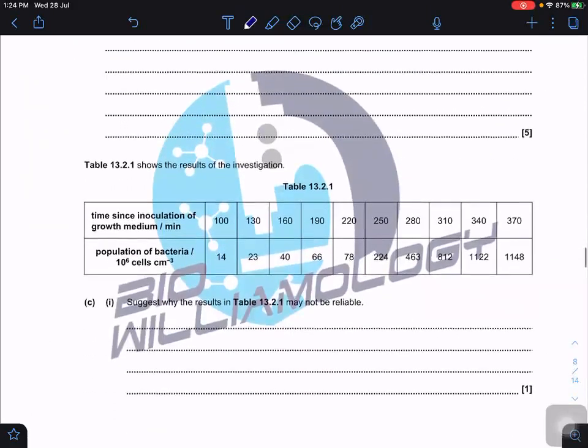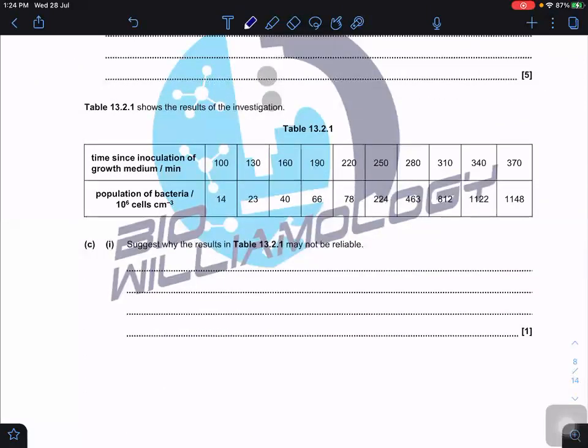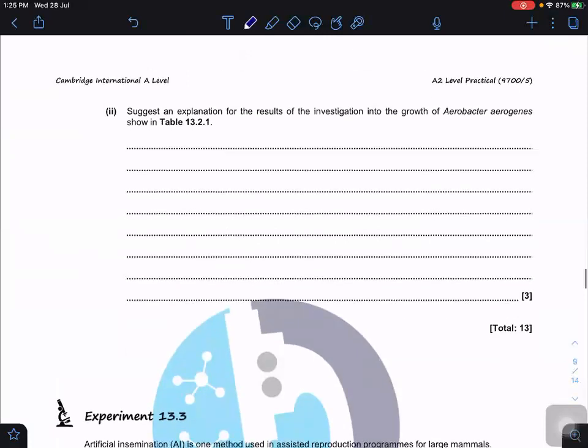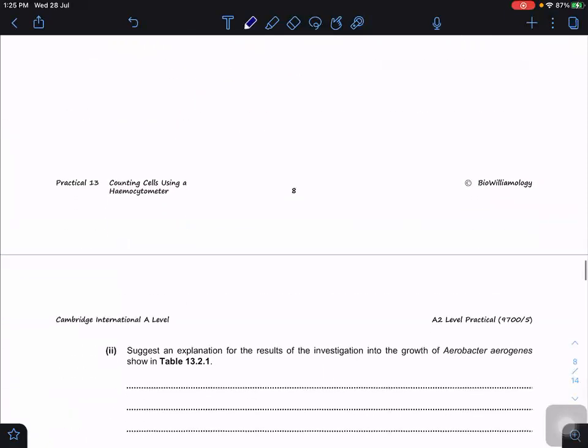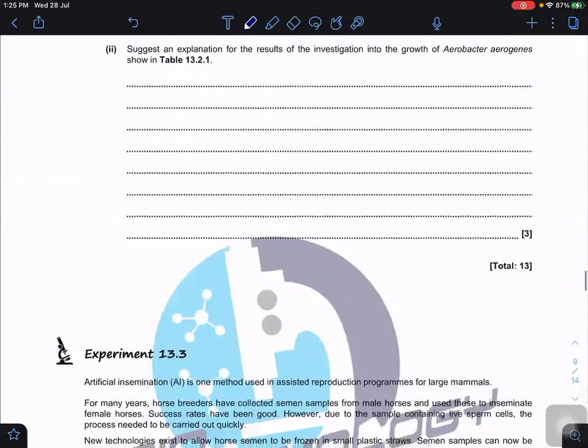Okay. So suggest why the results in table 13.3.1 may not be reliable. Find out why it's not reliable. And suggest explanations why the number of cells actually increases, as shown in table 13.2.1.